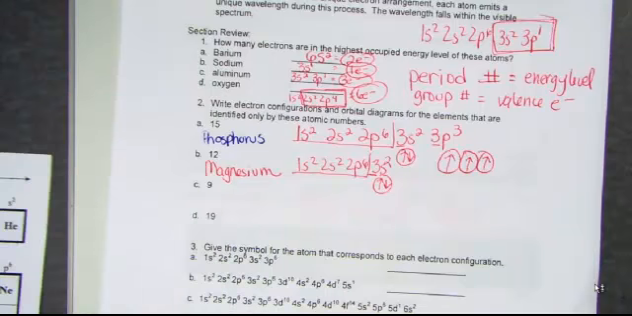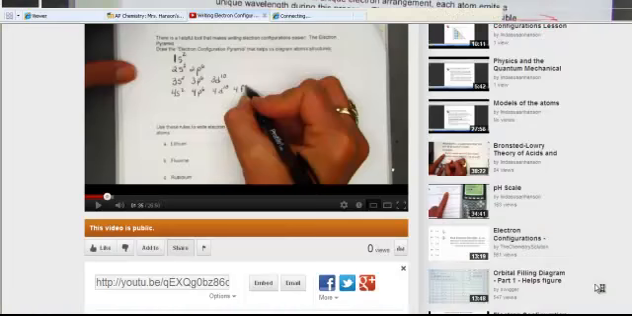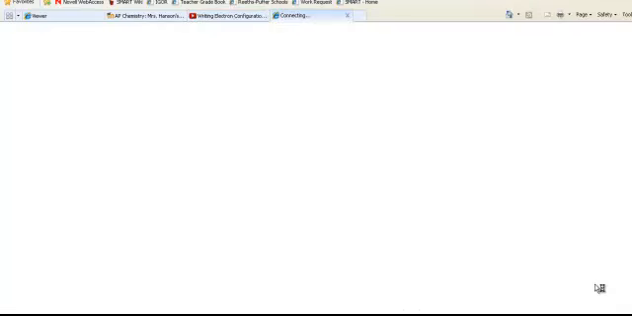Let's find number 9. 9 is the element fluorine.